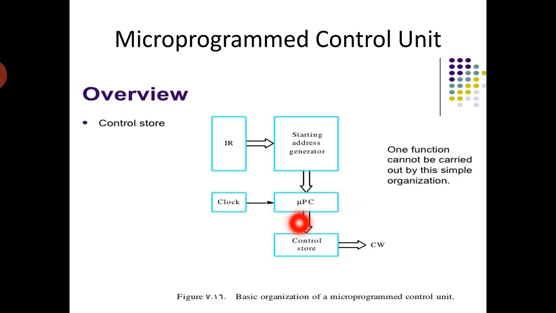Hence, from this control store, we will get a sequence of control words. By using these control words, the control signals are delivered to various parts, meaning various registers of the processor, in the correct sequence.